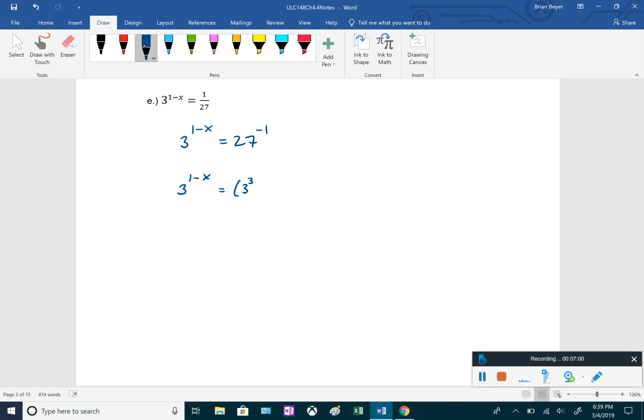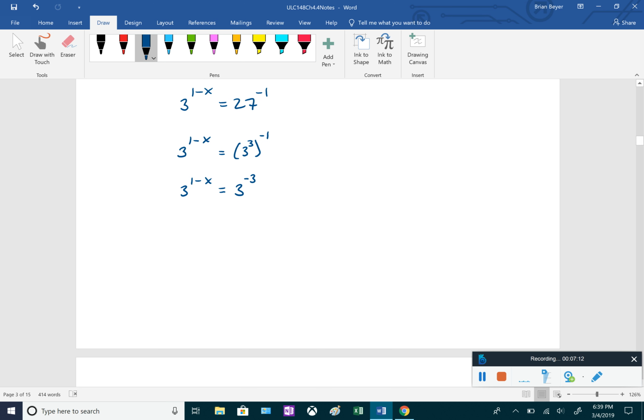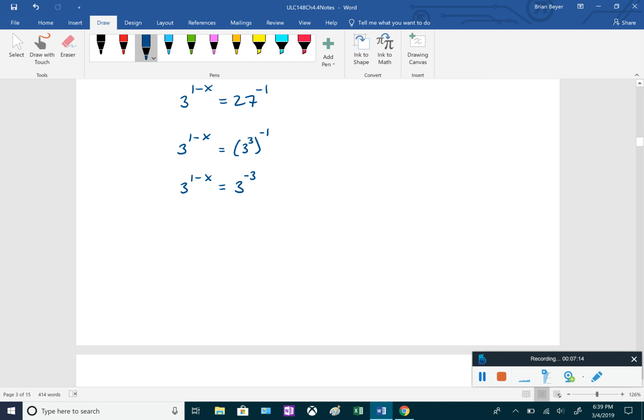We're going to rewrite 27 as 3 cubed, just to get the same base as 3. And then this is going to be 3 to the negative 3, since with a power to a power, we multiply 3 times the negative 1. Once we have the same bases, we drop the base and equate the exponents. So 1 - x = -3. I'm going to add 3 to both sides, add x to both sides, and get x = 4.